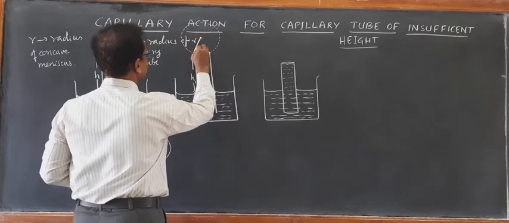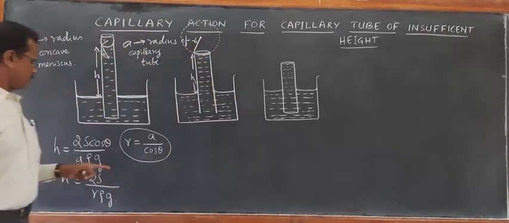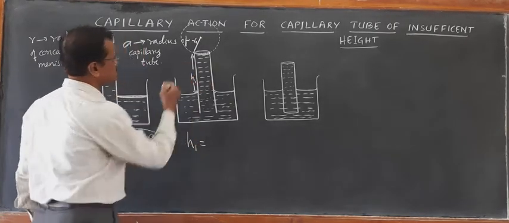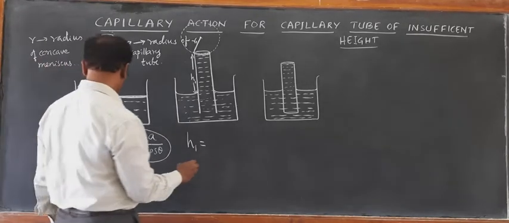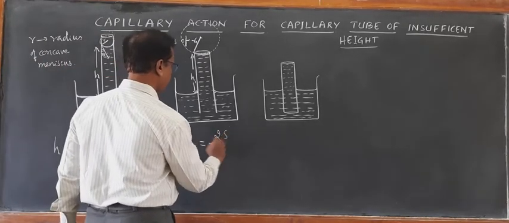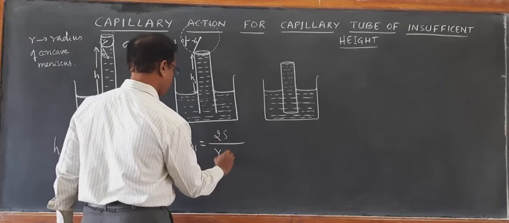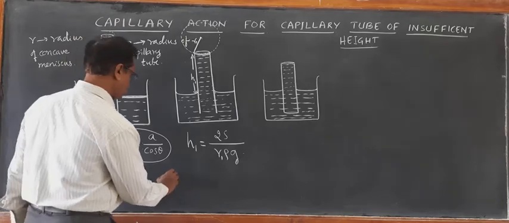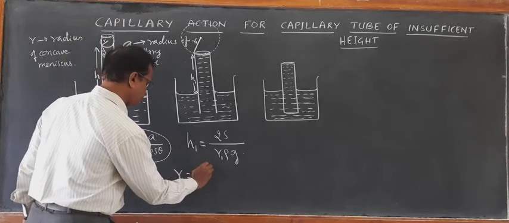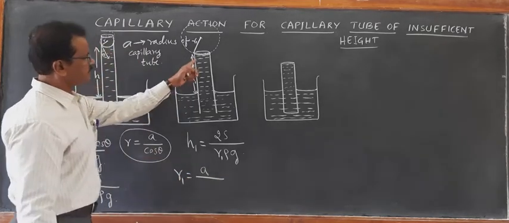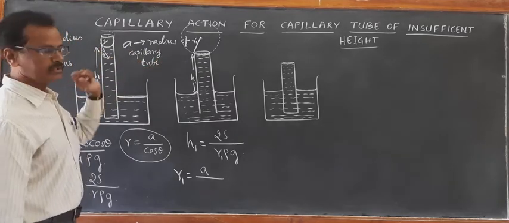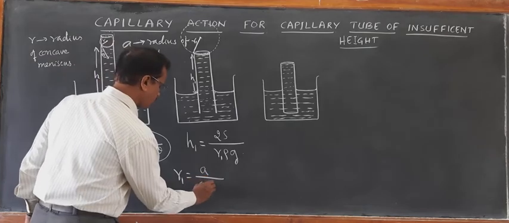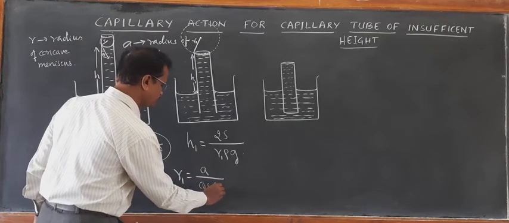This radius let us take as r1. So accordingly, I can write the height h1 for this insufficient tube is given by 2s upon r1 rho g, where r1 here becomes equal to a by cos theta 1, because a is the same radius of the capillary tube, so the radius of the capillary tube is not changed.